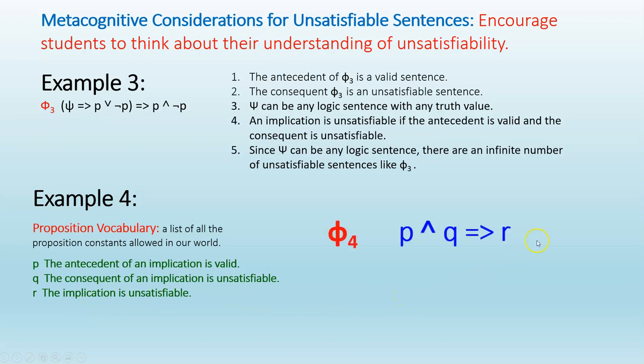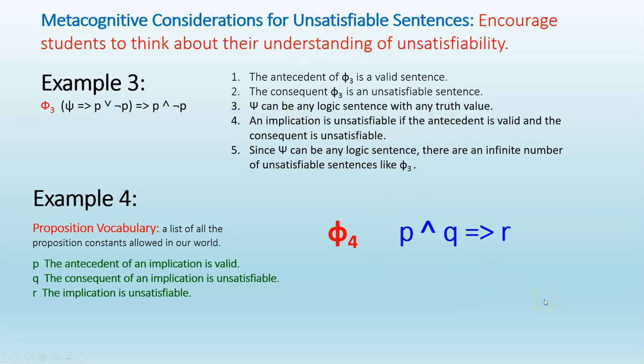And so here we have a logic sentence. And I think what this says is, if the antecedent of the implication is valid and the consequent of the implication is unsatisfiable, then the implication itself is unsatisfiable. That's what it says. And that tries to capture the kind of thinking that we're doing here.